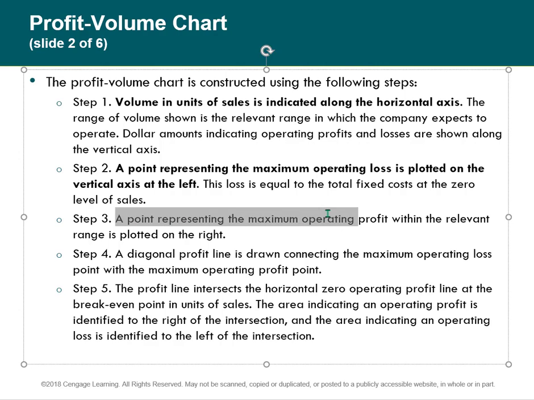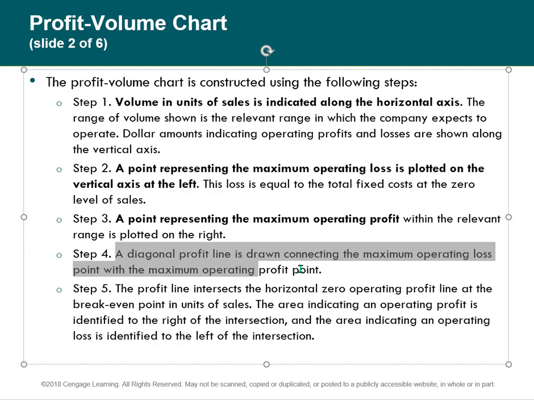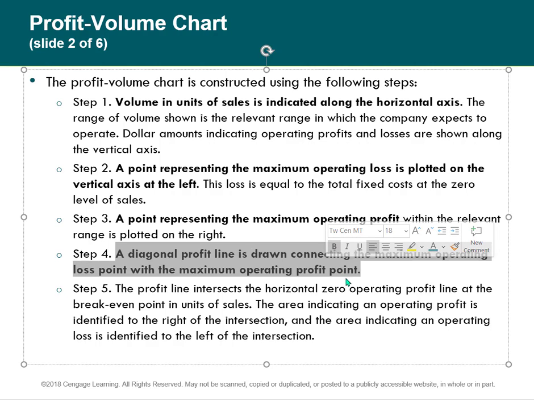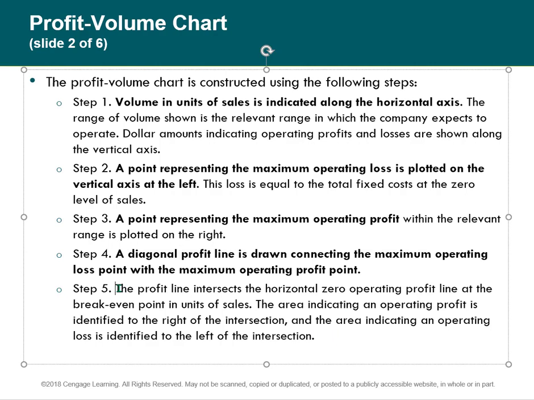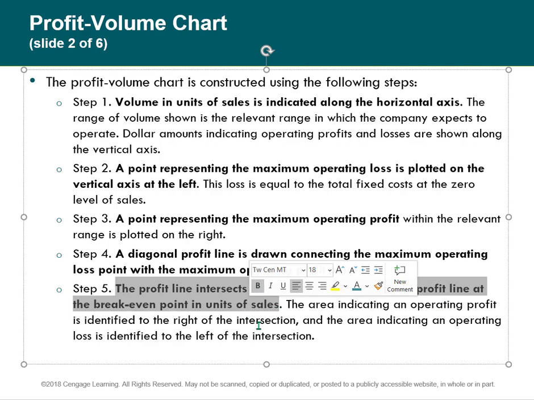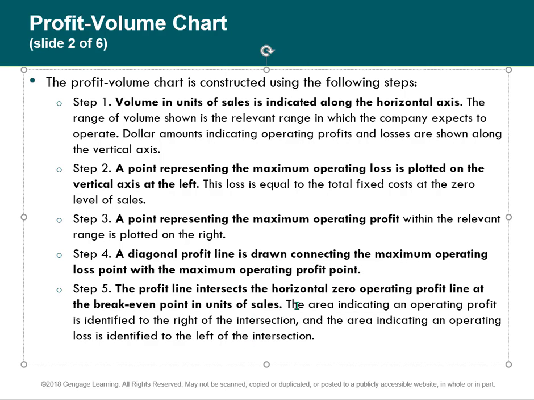A point representing the maximum profit within the relevant range is plotted. And a diagonal profit line is drawn connecting the maximum operating loss with the maximum operating profit. Then we've got a line, okay? And the profit line intersects the horizontal zero operating profit line at break even.